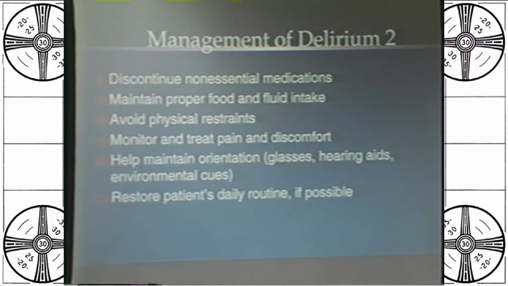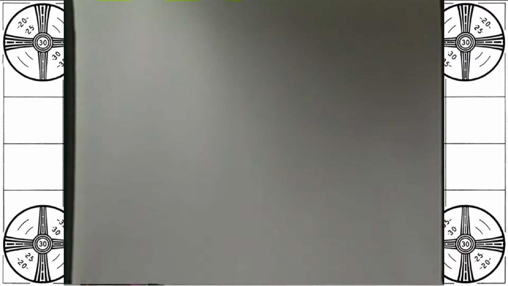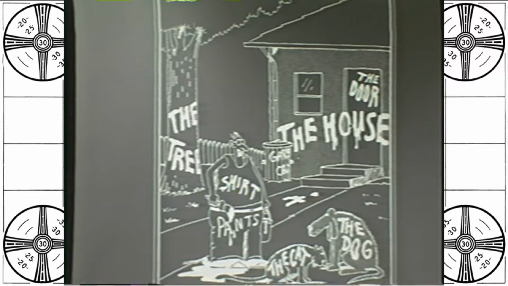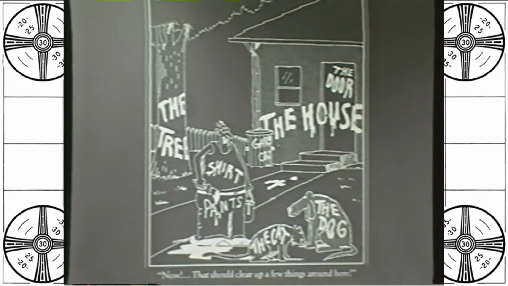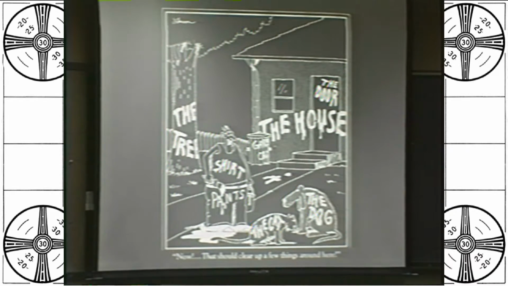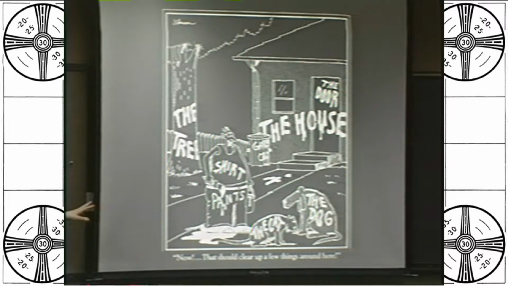There are times when they will be, but minimizing them is useful. Monitor and treat pain and discomfort. Try to keep the person oriented by having their glasses and their hearing aids there and working, and providing cues in the environment that help them stay oriented, and then restore a normal daily routine. All of that is really common sense stuff, and it should work. It's good care, and this is maintaining orientation, labeling everything clearly.